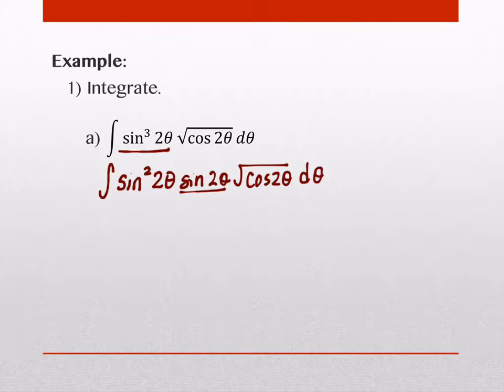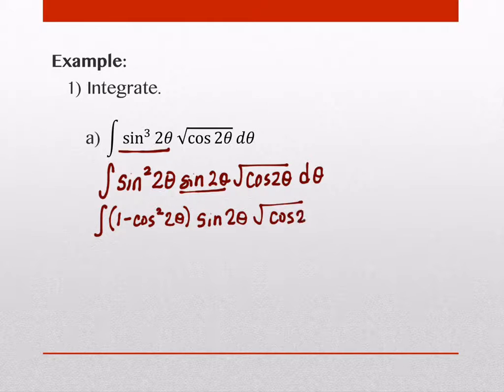And I don't have actually just theta in my problem. I have 2 theta. That doesn't really change anything. It just means that my angle is going to be 2 theta. So this is 1 minus the cosine squared of 2 theta. The sine 2 theta that I told you I was going to not change is left unchanged. And then we have the square root of the cosine of 2 theta right here, d theta.